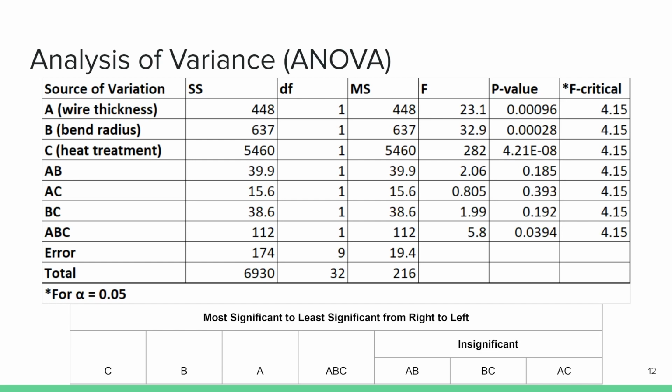We can either compare the p-value to alpha, where the p-values below the alpha value are considered significant, or compare the f-statistic to the f-critical value pulled from the f-critical value table based on the chosen alpha, where the f-statistics greater than the f-critical values are considered significant. For our analysis of variance, we chose an alpha value of 0.05. This would mean that the most significant single interaction is C, heat treatment, and the most significant of the multiple-way interactions is ABC, involving all three factors. The least significant single interaction is A, wire thickness, and none of the other multiple-way interactions are considered significant at the chosen alpha value.